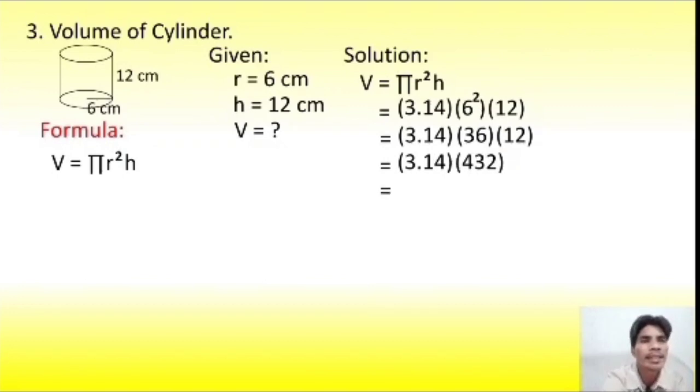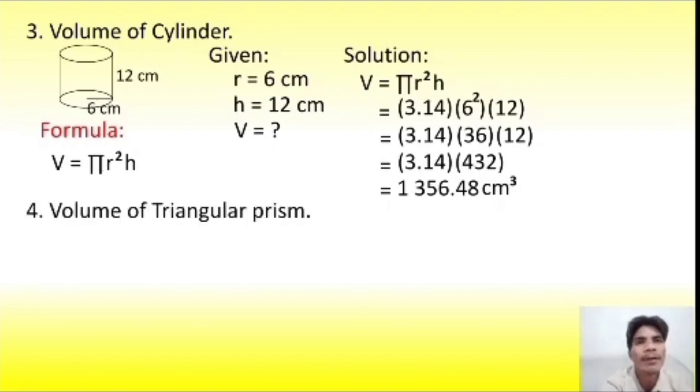Then equals 3.14 times 432 is 1,356.48. Then copy the unit centimeter, then write the cube. So the volume of a cylinder is 1,356.48 centimeter cube. So ganun po ang pagkuha ng volume of a cylinder. Sana ay inyong naintindihan. So proceed. Number 4, volume of a triangular prism.